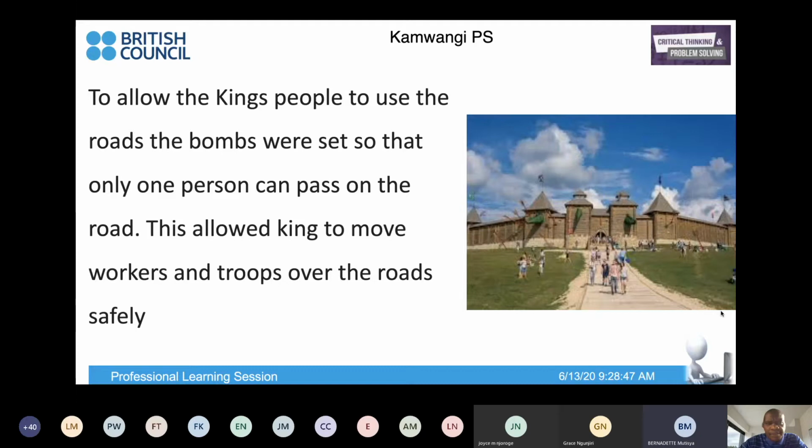Can you read it again? To allow the king's people to use the roads, the bombs were set so that only one person can pass on the road. This allowed the king to move workers and troops over the road. Okay.